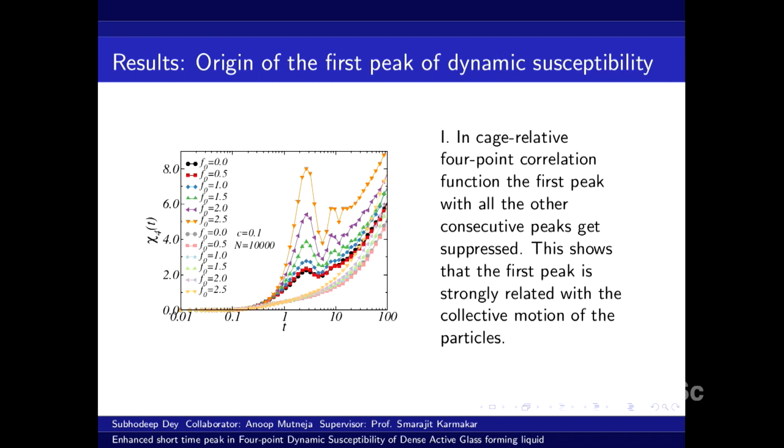So the next question is why this peak appears. I will do certain quantification to show why that is appearing. Here we have done a cage-relative quantity.